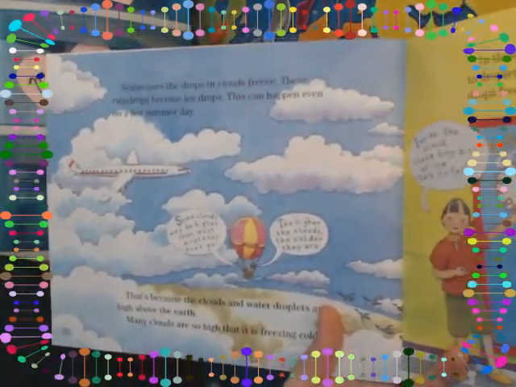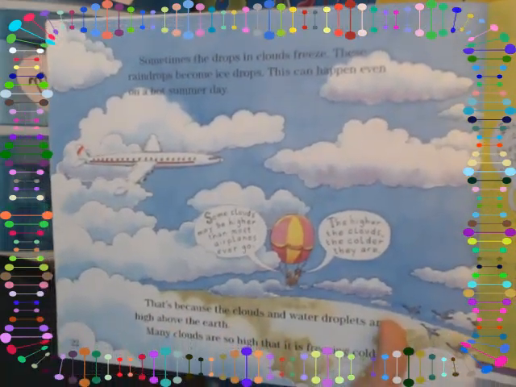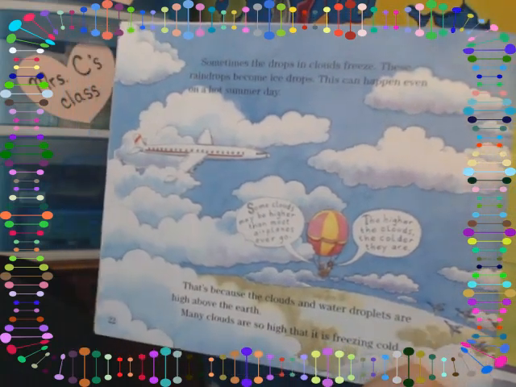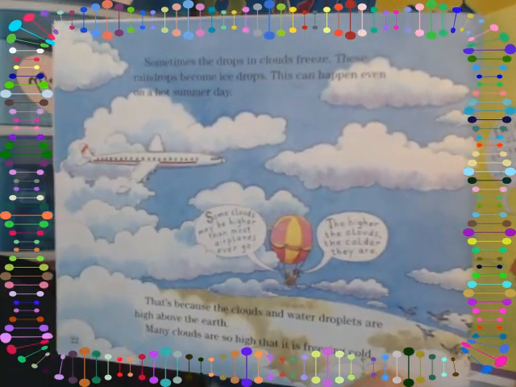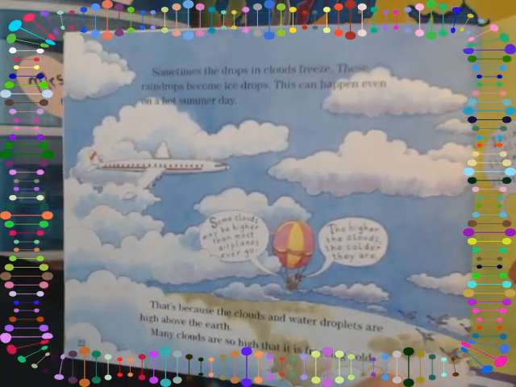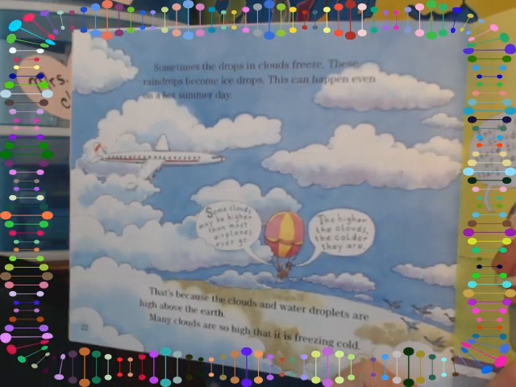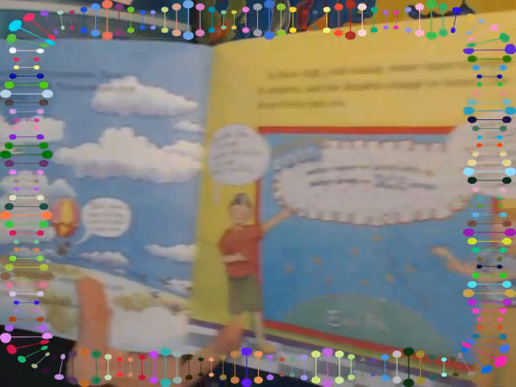Sometimes the drops in the clouds freeze. These raindrops become ice drops. This can happen even on a hot summer day. That's because the clouds and water droplets are high above the earth. Many clouds are so high that it is freezing cold. Some clouds may be higher than most airplanes ever go. The higher the clouds, the colder they are.